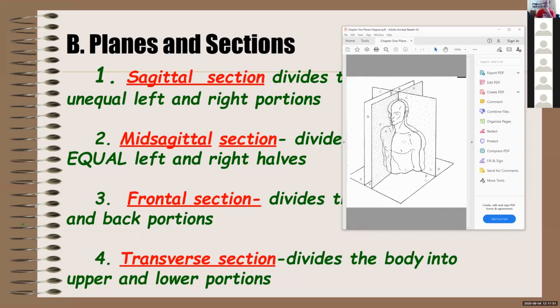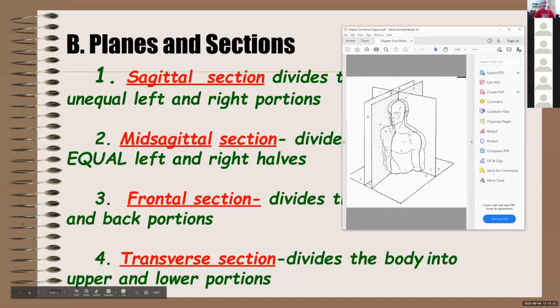And then we're left with letter D. What type of section is letter D? It creates an upper and a lower portion. So Scarlett says transverse. Gloria says transverse. Liliana says transverse section.